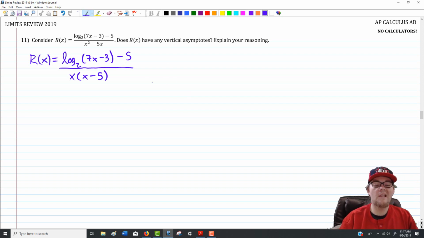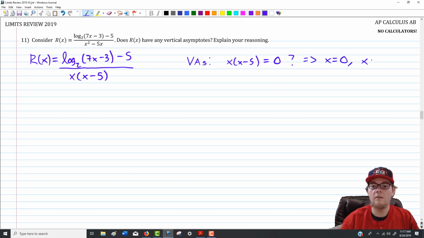So of course the first place that I look for finding VAs is I'm first going to check in the denominator and ask myself, are there any x values where that denominator equals 0? Well, naturally there are 2. X equals 0 is 1, and x equals 5 is another. Here's the thing though, if we check x equals 0 and try to see what's going on, of course we need for a vertical asymptote the denominator to go to 0, but the numerator not to.